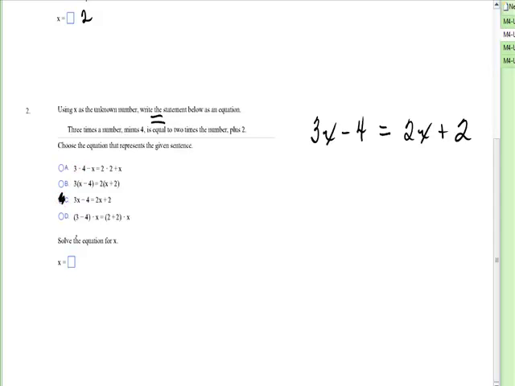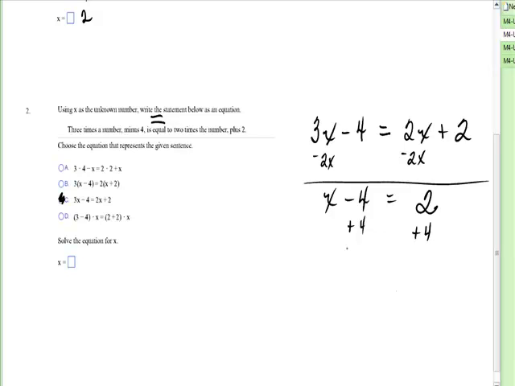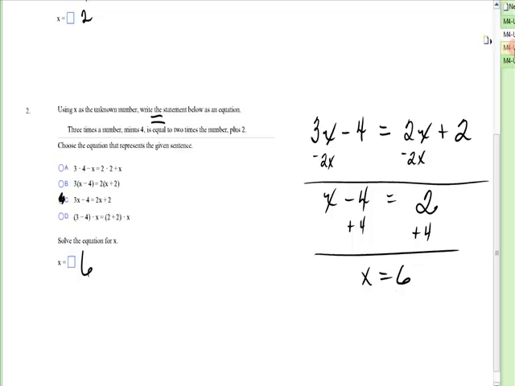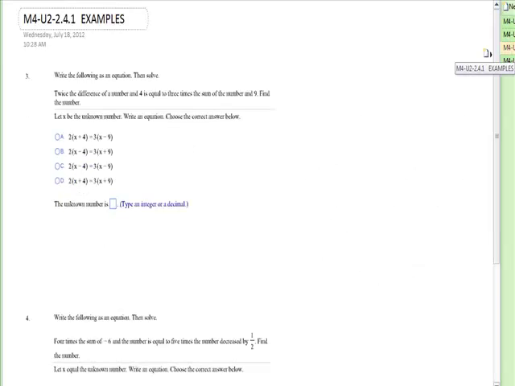Now I want to solve the equation. All right, subtract. There's no simplifying again. So subtract 2x from both sides. I get x minus 4 is equal to 2. Add 4 to both sides. X is 6. You read it, you write it. The verb is your equal sign. And if we go back, there is in the list words that indicate equal sign. All right, let's move to some more.